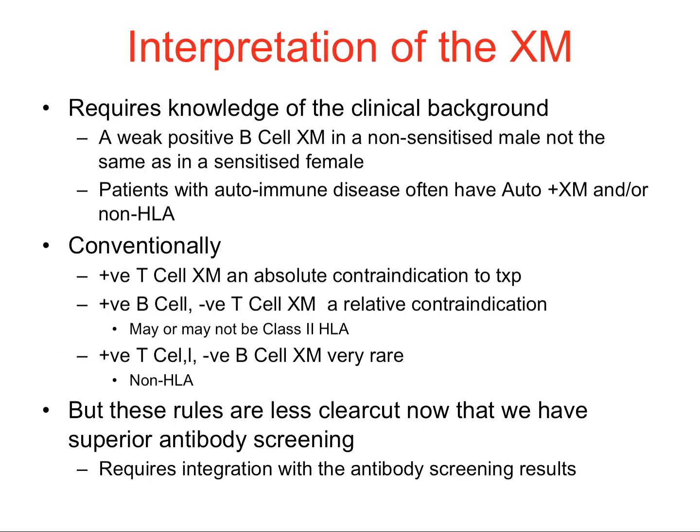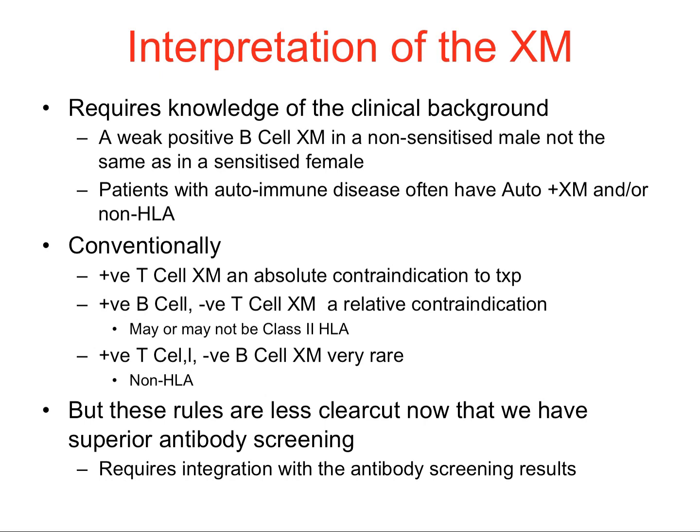So to interpret the crossmatch, you require a knowledge of the clinical background. So this is a rather obvious example. If you've got a weak positive B-cell crossmatch in a non-sensitized male, then that probably doesn't mean very much. Whereas if you've got a weak B-cell crossmatch in a sensitized female, then that's a warning bell for you. And also remember that patients with autoimmune disease will often have an autopositive crossmatch as well as non-HLA antibodies.